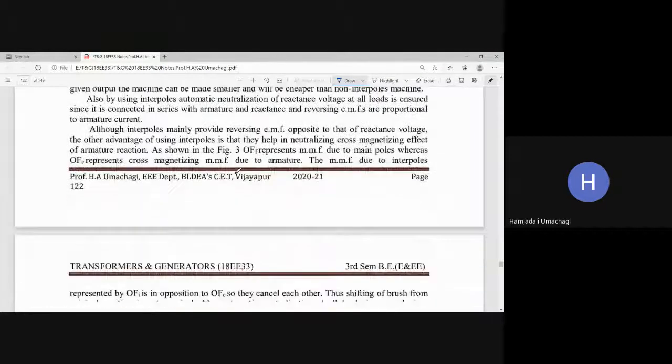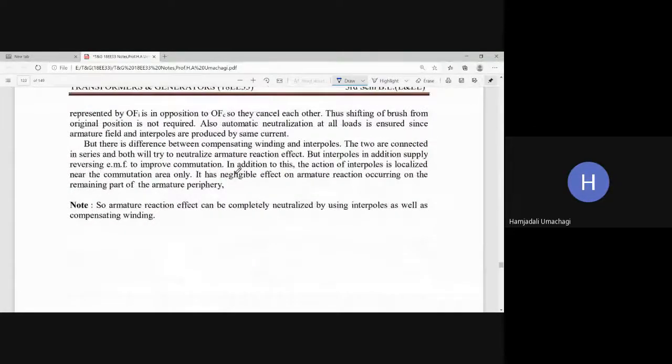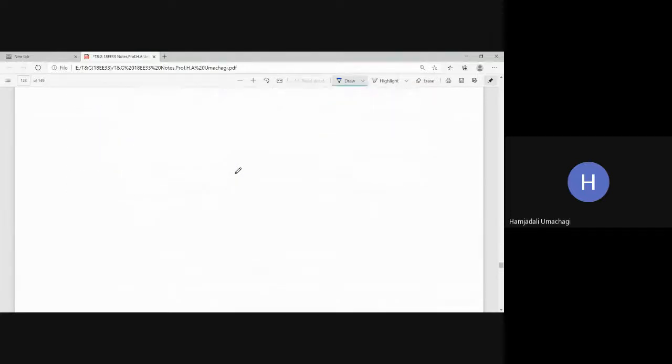Is it clear, all of you? This is a theory kind of question that you may get in the final exam. Is it clear, all of you? Yes, sir.